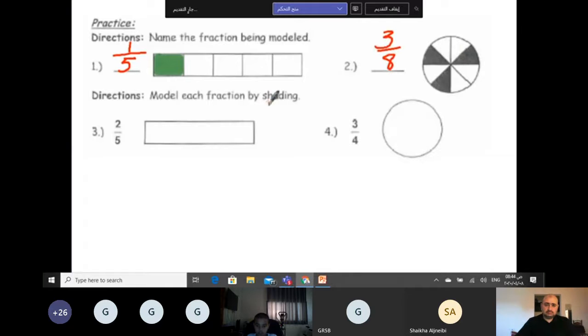Now draw your own model by shading fifths. Fifths are a little hard to draw, so you just have to estimate them. So 5 equal sections, and shade in 2 out of the 5. For fourths, on a circle, always put a dot in the middle first. It will help you be a little more even. And 1, 2, 3 out of the 4 would be shaded.